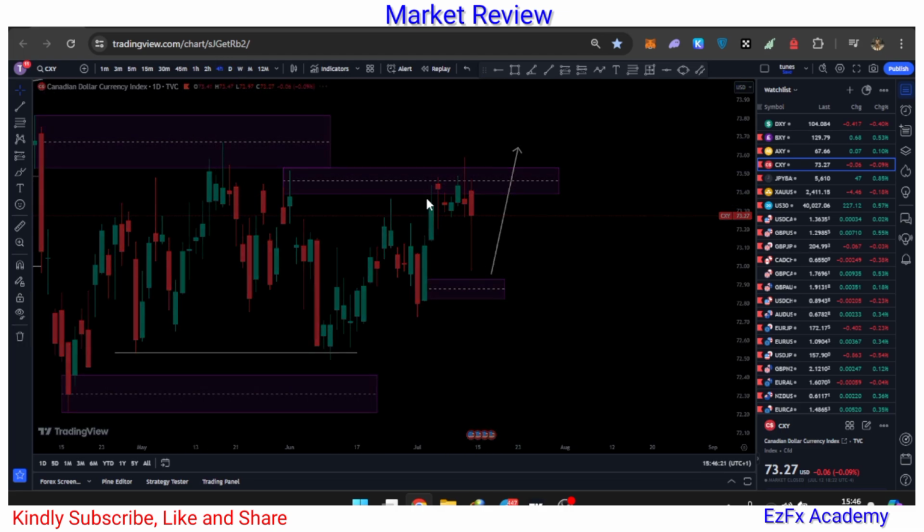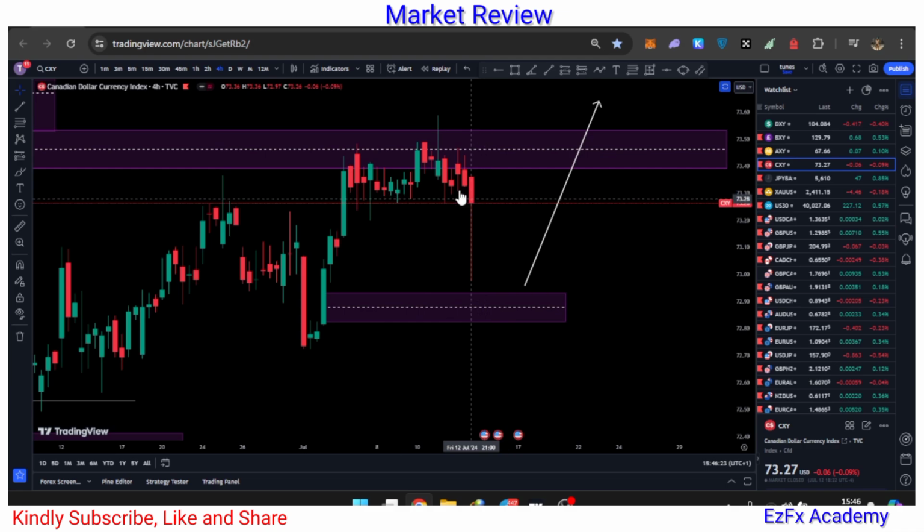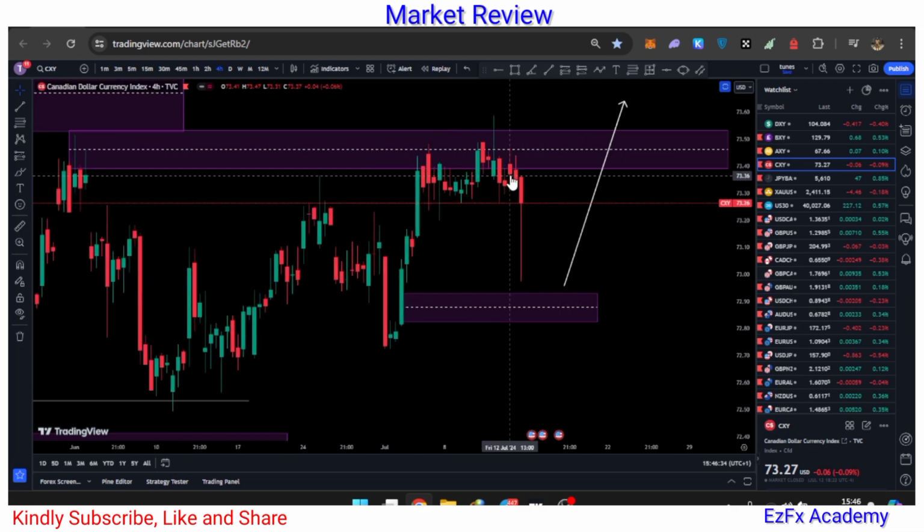Let me go down to the 4-hour time frame for this. We got to see this very, very impulsive move towards the downside, then we got to see a rejection. This was possibly a rejection from the news releases that happened between Thursday and Friday. So what should we be watching out for right now?